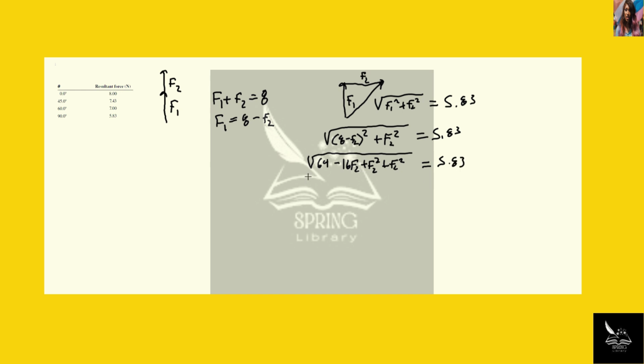Keep going here. Let's square both sides to simplify this a bit. So 64 minus 16f2, and combine these two f2 terms to get 2f2 squared, will equal the square of 5.83, which is 33.99. I'll take that to be 34 for simplicity here. Let's rearrange this to look like a quadratic equation: 2f2 squared minus 16f2 plus 64 minus 34. We get plus 30 equals 0.